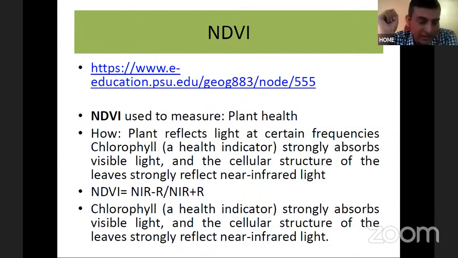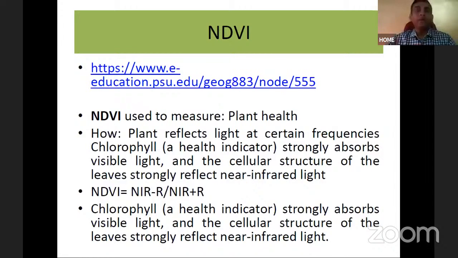So NDVI is the Normalized Difference Vegetation Index. It is an index used to measure plant health. This is how it is done. The equation is (NIR minus R) divided by (NIR plus R). That means we are dealing with near infrared wavelengths. We are basically subtracting the red wavelength from the near infrared wavelength.